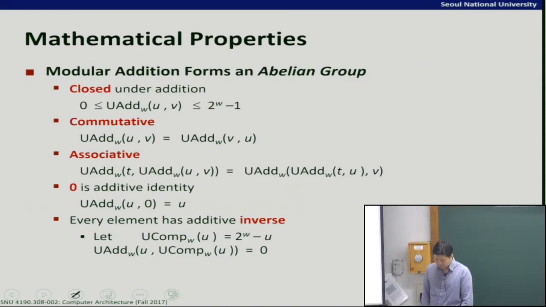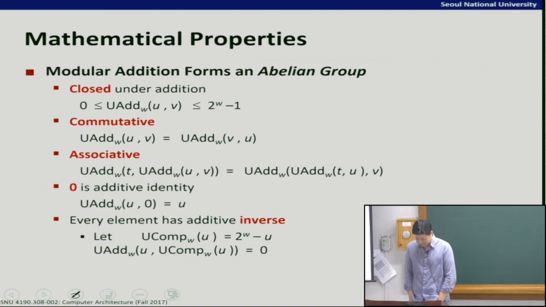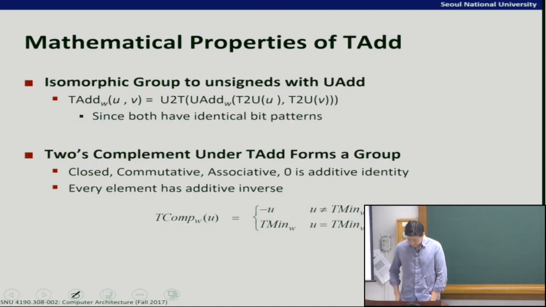Now, mathematical properties. Again, we come back to the mathematical properties of modular addition. Let's think about unsigned add first. Hopefully you already know what an abelian group is because I already introduced the concept. There are 5 properties: closure, commutativity, associativity, additive identity, and inverse. They all hold. So in other words, this unsigned modular addition forms an abelian group. Basically, all 5 properties hold.